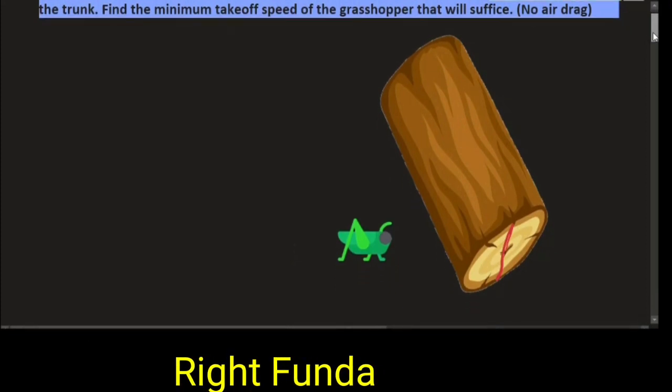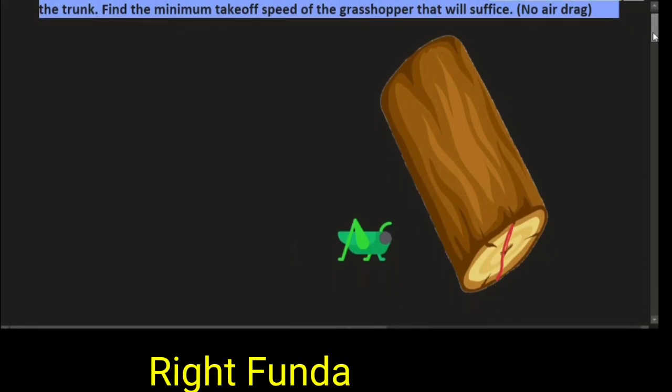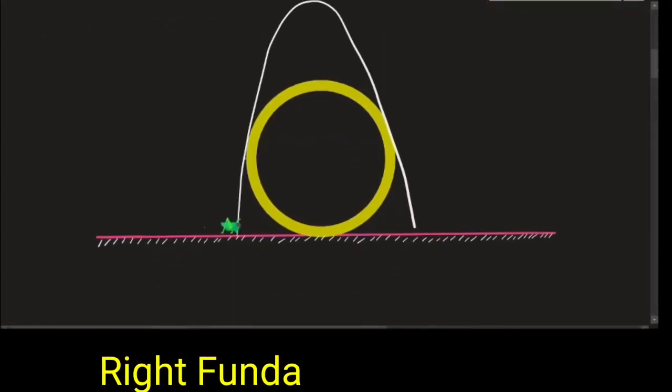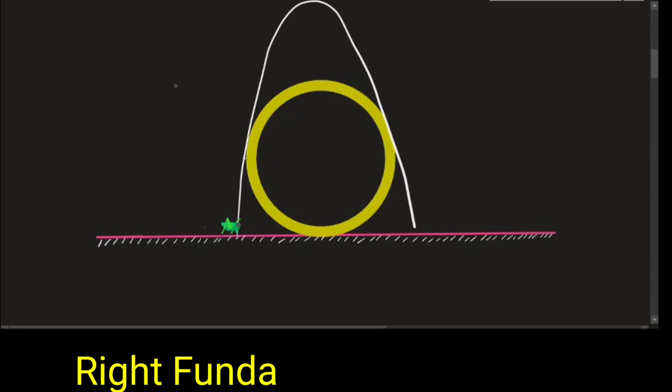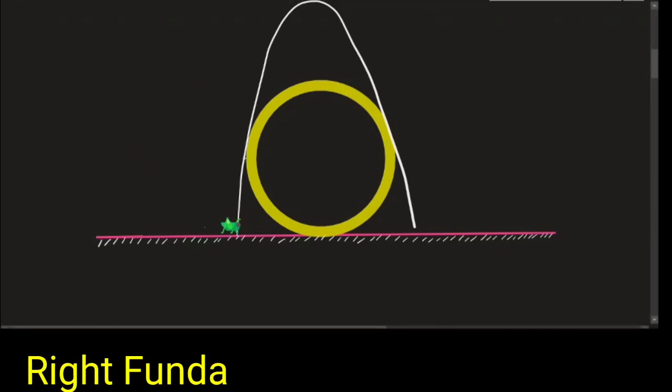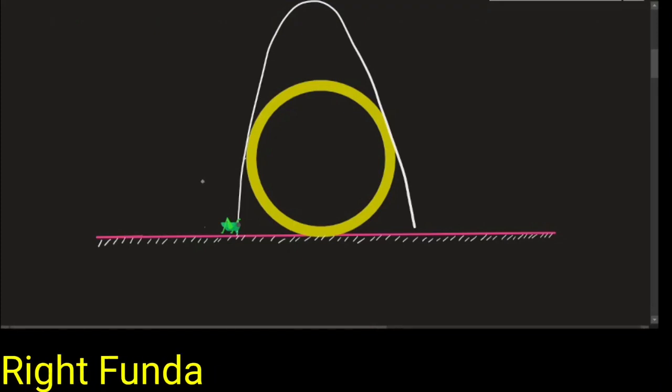So there's a grasshopper there. Let's take the cross-sectional view on the plane of jumping. So the cross-sectional view will be like this. This is my grasshopper, and it will be jumping like this. How it will be jumping is not given.